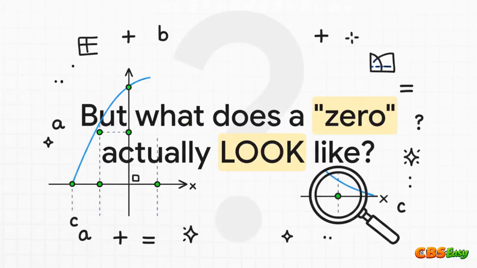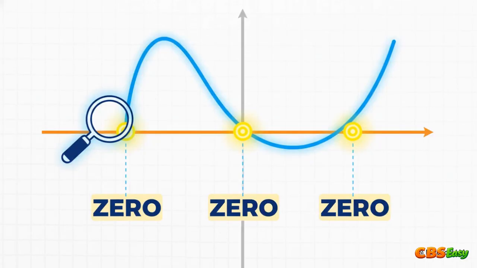Okay, that's cool in theory, right? But this is a visual explainer. What does a zero actually look like when you graph it? How do you spot one in the wild? Well, here it is. Geometrically speaking, a zero is just the spot, the x-coordinate really, where the graph of our polynomial actually hits or crosses that flat, horizontal x-axis. Seriously, every single time that curve touches that line, boom, you've found a zero.